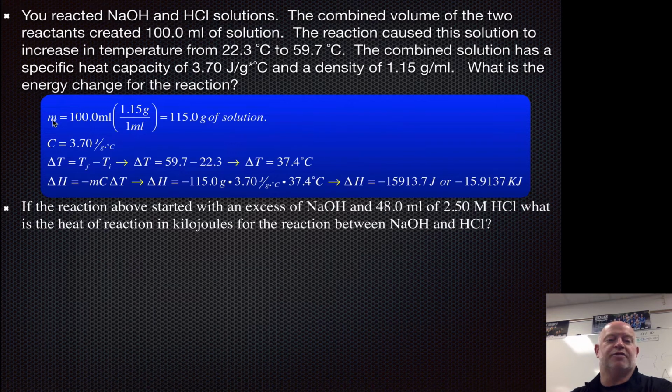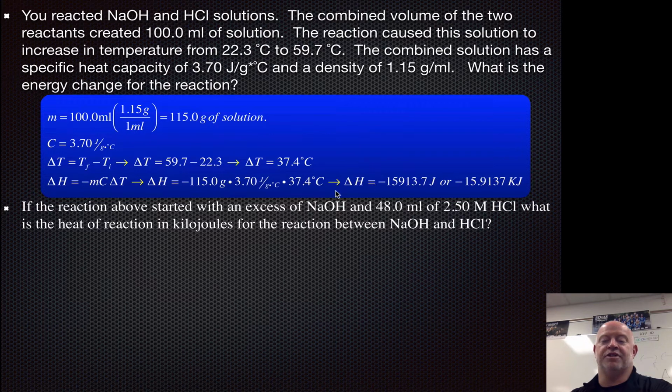So first thing I did was convert my volume to a mass, identified my specific heat capacity. I solved for my change in temperature, so I broke this down piece by piece, and then I plugged it back into my equation. Okay, so there's no stoichiometry needed for this one. I knew my mass was 115 grams, my specific heat capacity is 3.70, my change in temperature was 37.4. These are all positive changes because the solution was warming up, but my answer will be negative because it's a negative mCΔT.